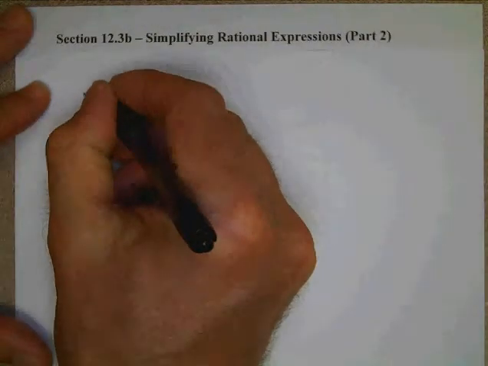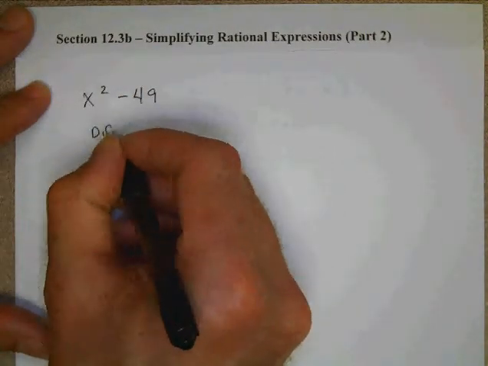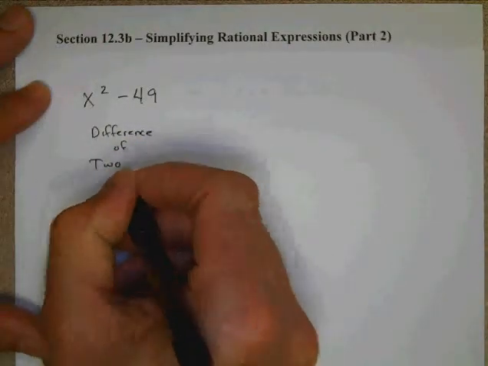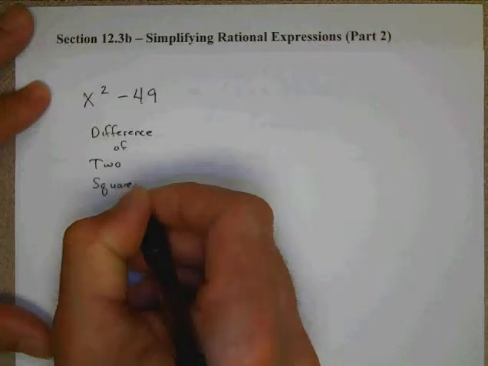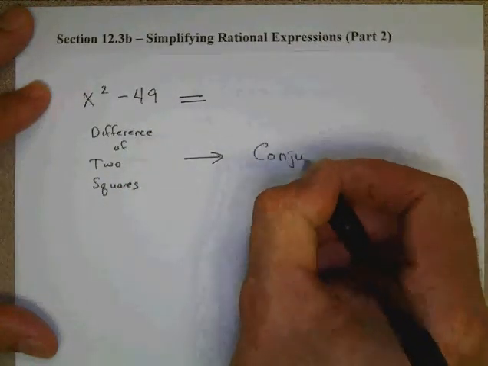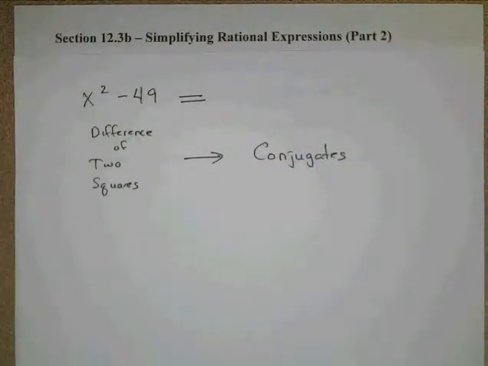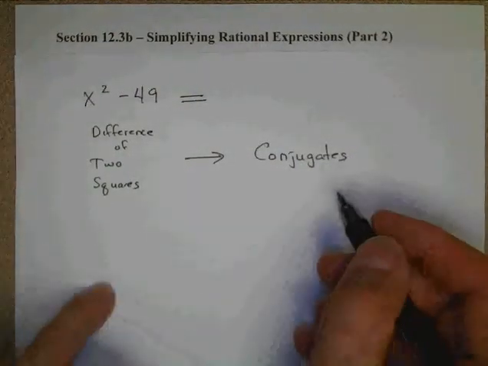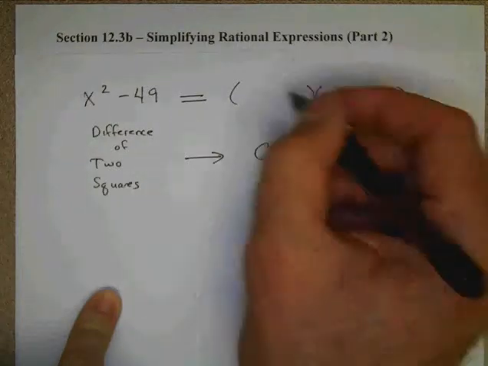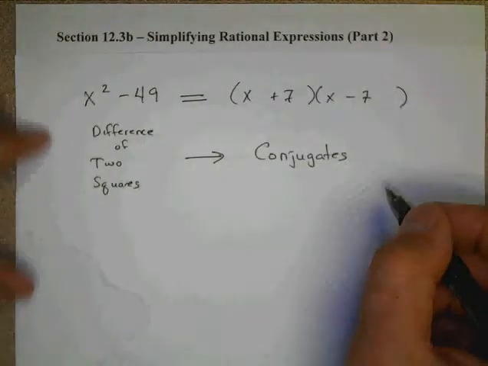For instance, whenever we have x squared minus 49, we need to remember that is called the difference of two squares. And the difference of two squares always factors to conjugates. Okay? So let's think for a second. X squared minus 49. All right, Katie, what's that going to be? All right, hopefully by now you've said x plus 7 and x minus 7. And those are the conjugates that we get from x squared minus 49.